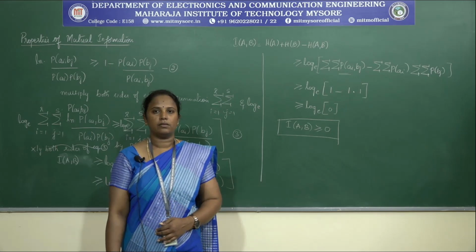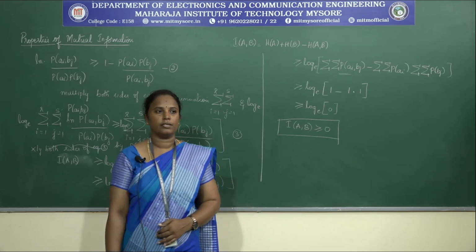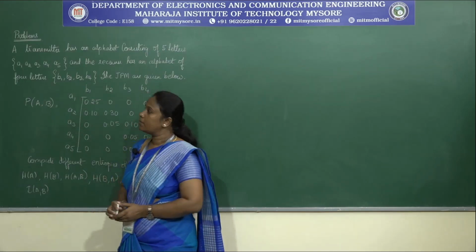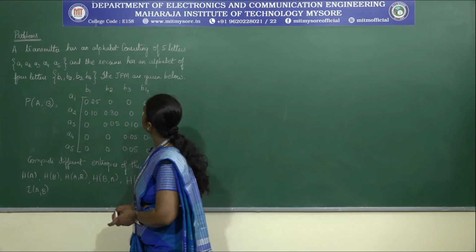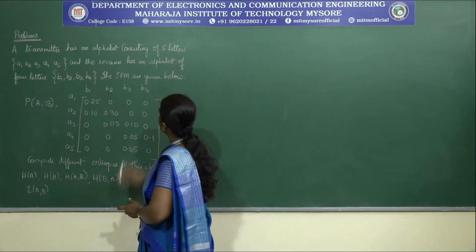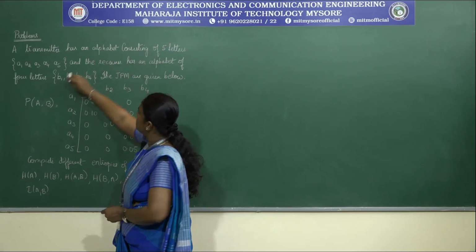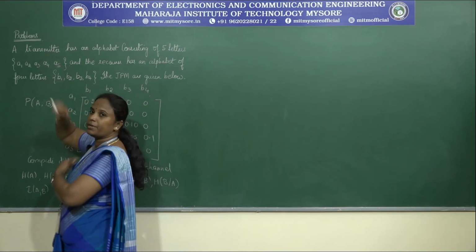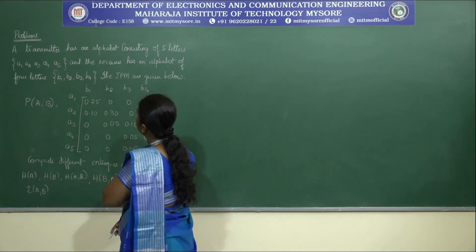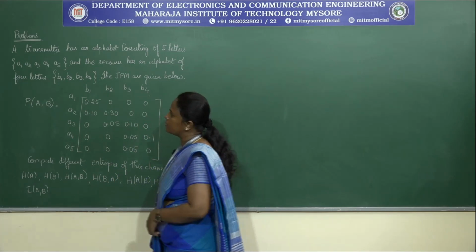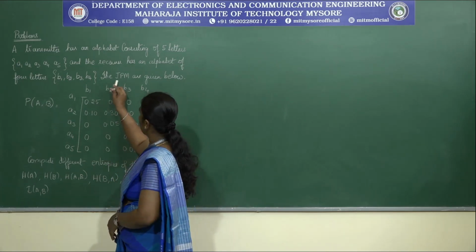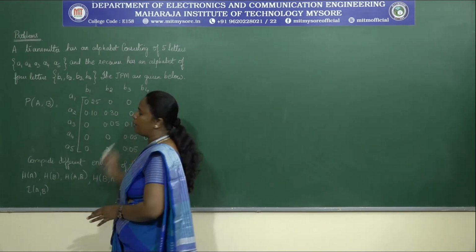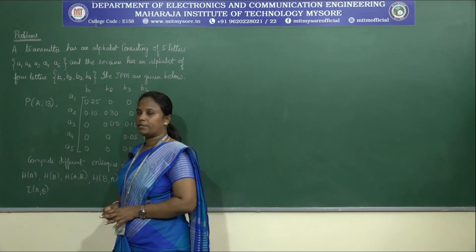So now let us solve a few problems related to the equations we have learnt until now. The problem statement is like this: a transmitter has an alphabet consisting of 5 letters, that is the input, with respect to the transmitter end. The receiver has an alphabet of 4 letters, B1 to B4. The joint probability matrix, JPM, is given below.